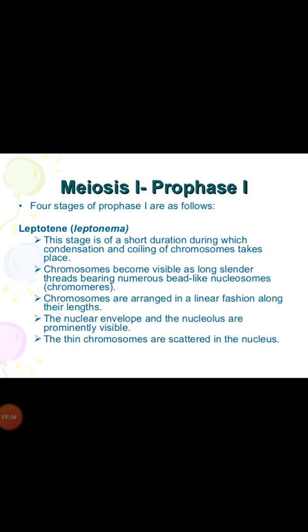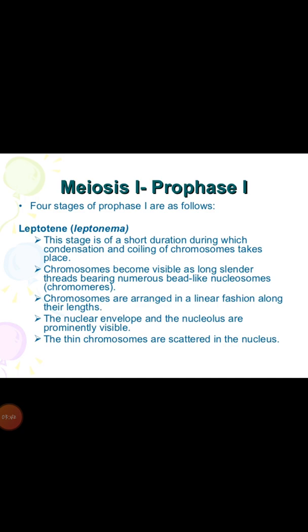Now we'll see meiosis first, or the first meiotic division. It is the actual reduction division, in which the homologous chromosomes separate without dividing to form two haploid nuclei. It takes place in different steps: prophase first, metaphase first, anaphase first, and telophase first.